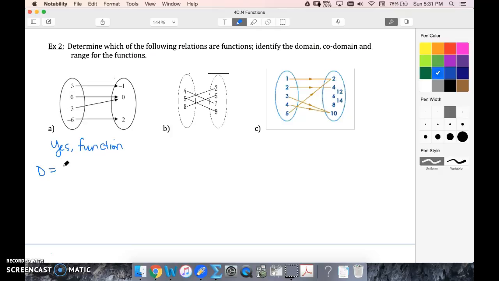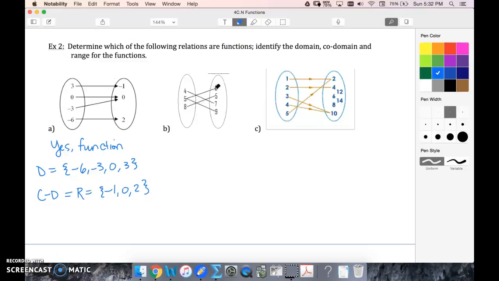My domain, I'm going to list in ascending order, just out of convention. You could list it -3, 0, 3, but convention says we list it in ascending order. Every element here is used, so that means the codomain is equal to the range, -1, 0, 2. All right, over here, straight away I see that 5 maps to both 2 and 9.